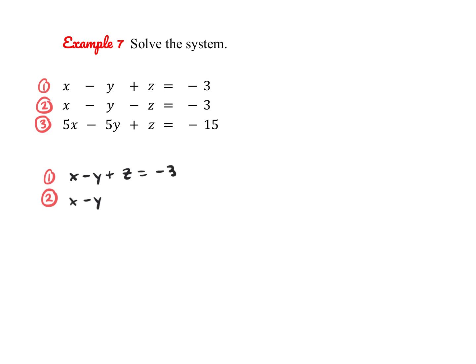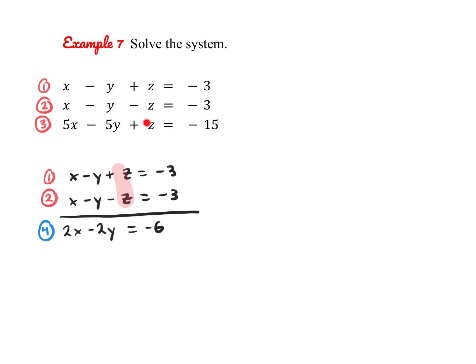x minus y minus z equals -3. So if I add vertically, I get 2x minus 2y. The z's disappear, equals -6. Remember, I am adding vertically, not subtracting. I'm adding. We have a new equation here, so I'm going to call it equation 4.